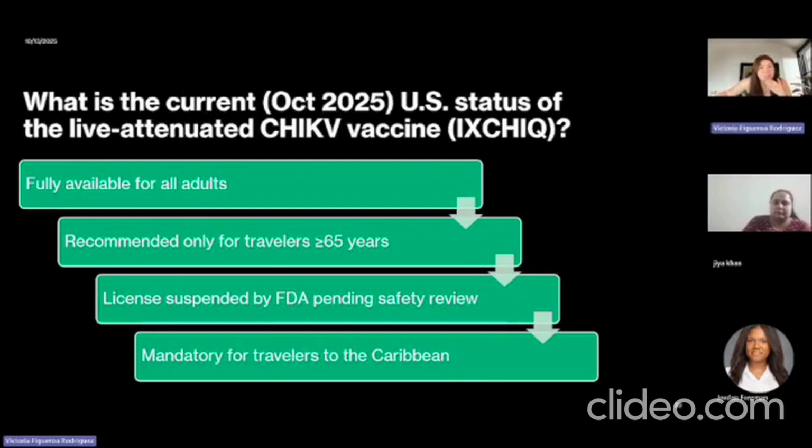What is the current status of the live attenuated chikungunya vaccine? We already talked about there being 2 licensed, but right now they're pending safety review. So they're not fully available for adults. They're not recommended only for those over 65, because we already mentioned one of them is for 18 plus and the other is 12 plus. So it's not mandatory because it's not out there. We have 2 licenses, but they're suspended while we wait for the safety review. If they pass the safety review, we're going to have those 2 out and be able to administer them.